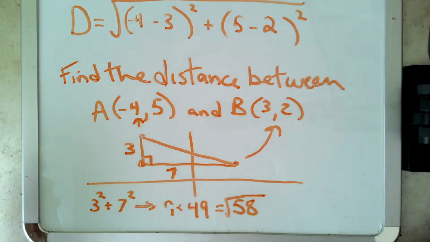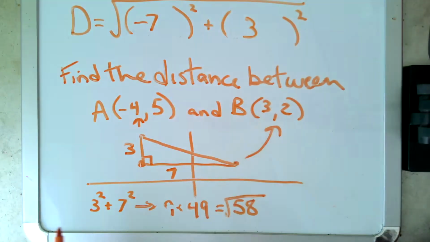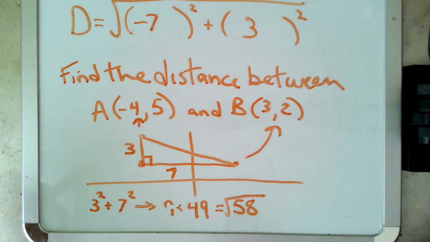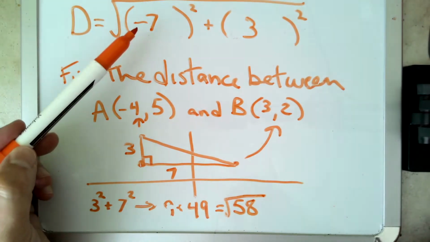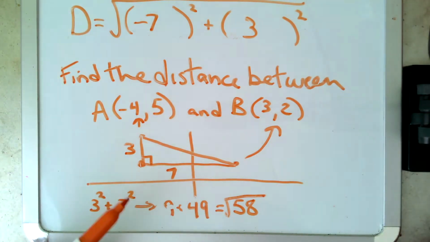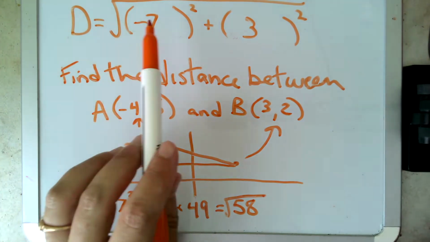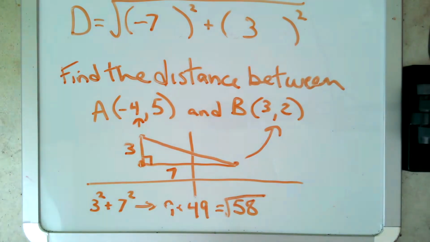-4 minus another 3 is -7. 5 minus 2 is 3. And as you can see, I'm now in the same position I was down here. And this is a perfect example of how it doesn't matter which goes first, because when I square -7, I'm going to get the same thing as when I square 7. And so then my distance formula is again going to be the square root of 9 plus 49. And that is how the distance formula and the Pythagorean theorem are the same.